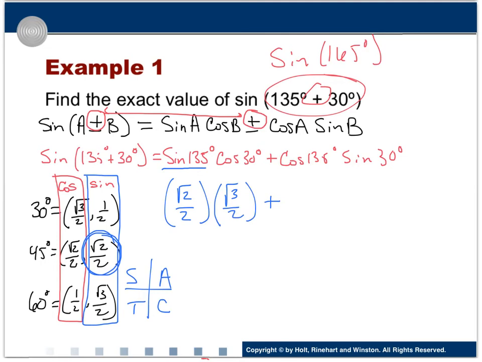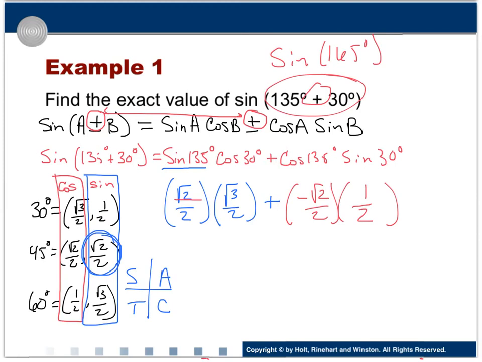Plus cosine of 135, that's a 45-degree reference angle. Cosine's root 2 over 2, but cosine is negative in the second quadrant. So I'm going to put in a negative root 2 over 2. And then the last one is sine of 30 degrees. Okay, sine of 30. I go to my 30. Sine is 1/2, and it's the first quadrant, so it's positive. So boom, I put the 1/2, and now I multiply through.